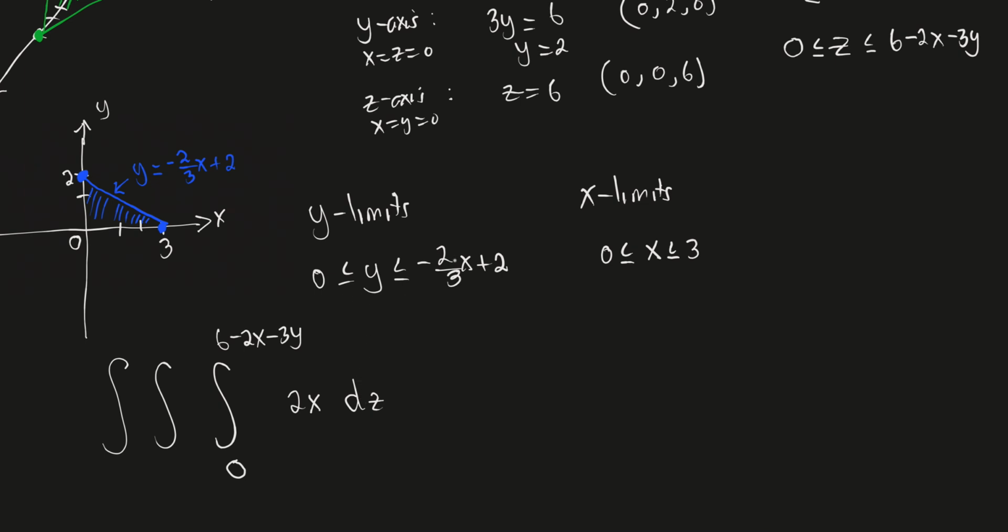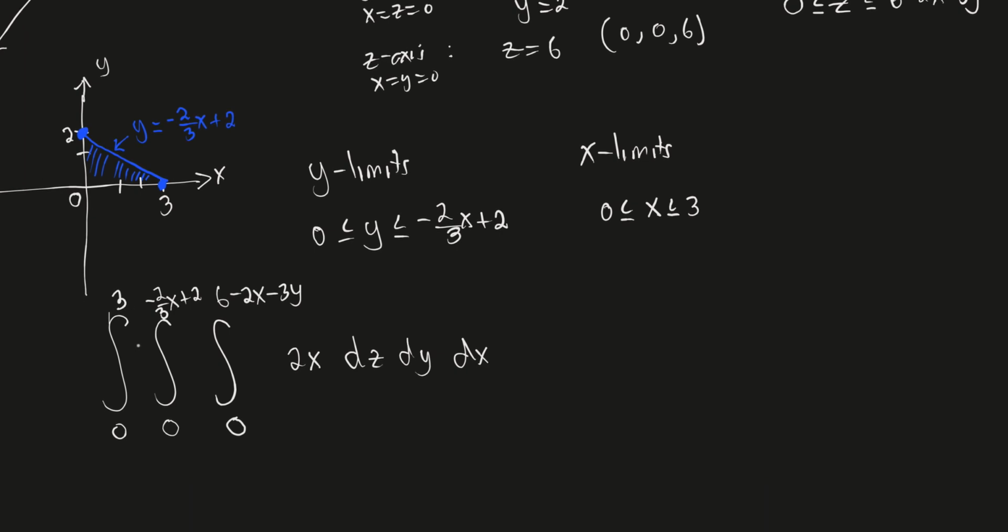And then the next integral now will be with respect to y. And we're going to put the y limits there. It's going to go from 0 to negative 2/3 x plus 2. And then the last integral will be with respect to x. And we'll go from 0 to 3. All right? And there you go.